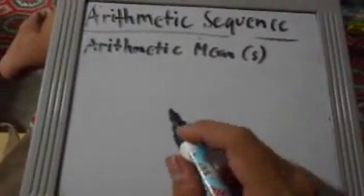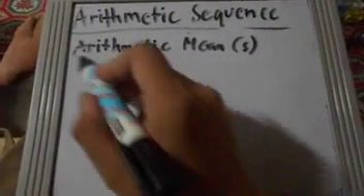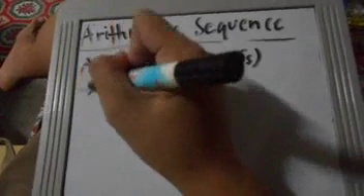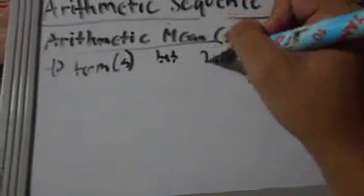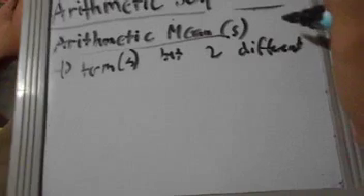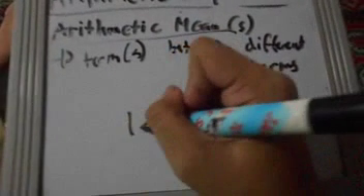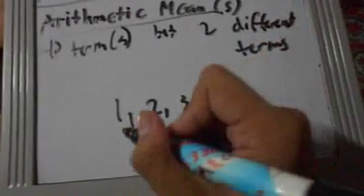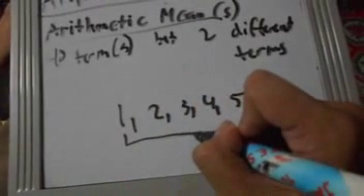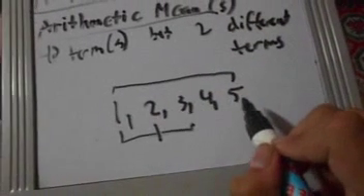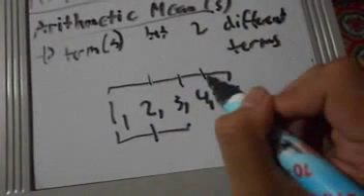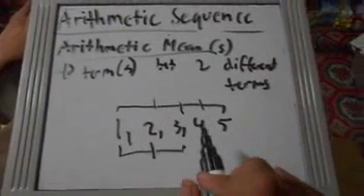In an arithmetic sequence, there's a certain term that is very important, called the arithmetic mean or means. What is it? An arithmetic mean or arithmetic means is or are the terms between two different terms in a sequence. For example, in the sequence 1, 2, 3, 4, and 5, the arithmetic mean of 1 and 3 is 2, while the arithmetic means of 1 and 5 are 2, 3, and 4, since they are found between 1 and 5 in this sequence.